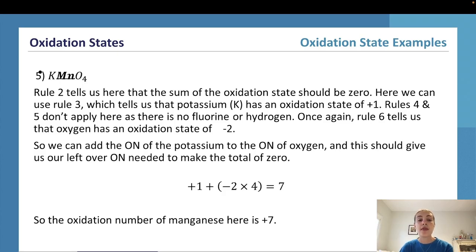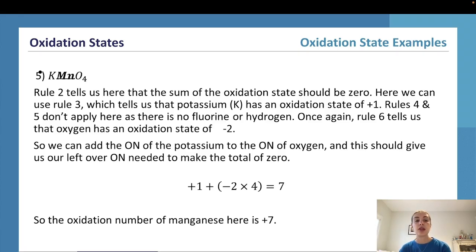Rules 4 and 5 aren't going to apply because we've got no fluorine and no hydrogen in this particular molecule. And so we next go on to rule 6, and rule 6 is going to tell us that oxygen has an oxidation state of -2.